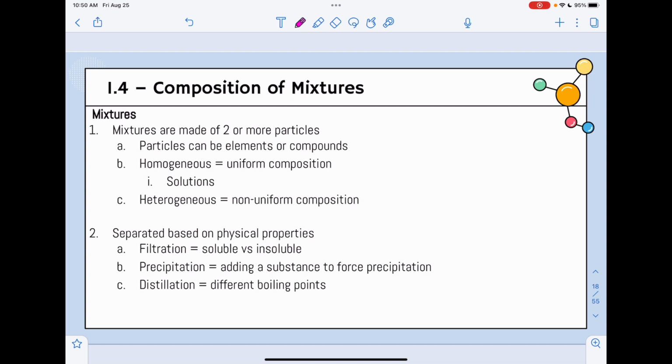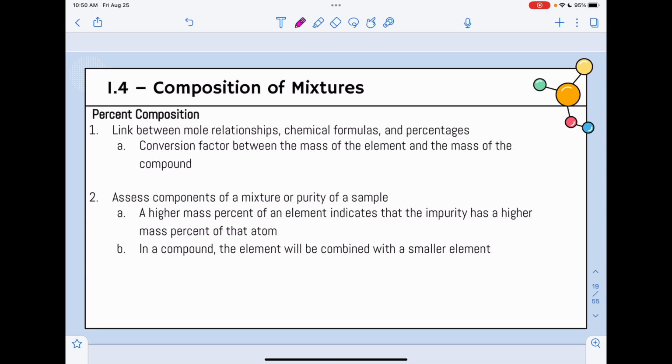Or we could look at distillation. So distillation happens when things have 2 different boiling points. The thing with the lower boiling point will boil first. The higher boiling point will boil later. Again, something else that we're going to come back to when we look at intermolecular forces.